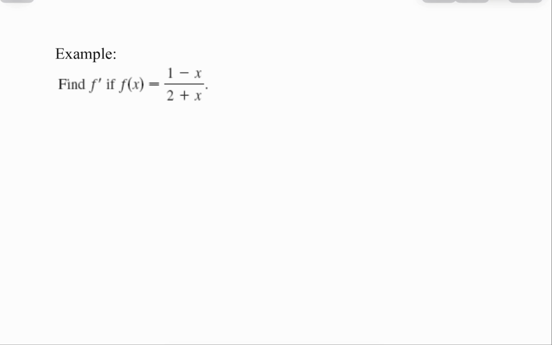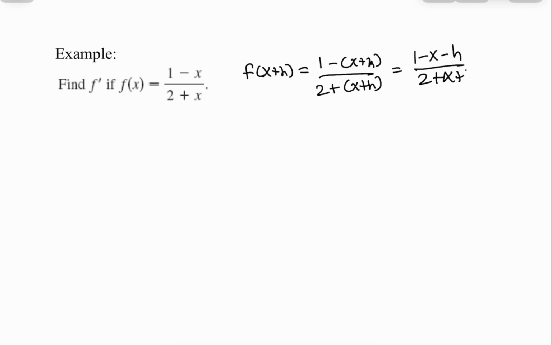So let's first write out what in the heck is f of x plus h. Well, that's going to be 1 minus (x plus h) in parentheses over 2 plus (x plus h) in parentheses, which becomes 1 minus x minus h over 2 plus x plus h. Okay, so that's f of x plus h.